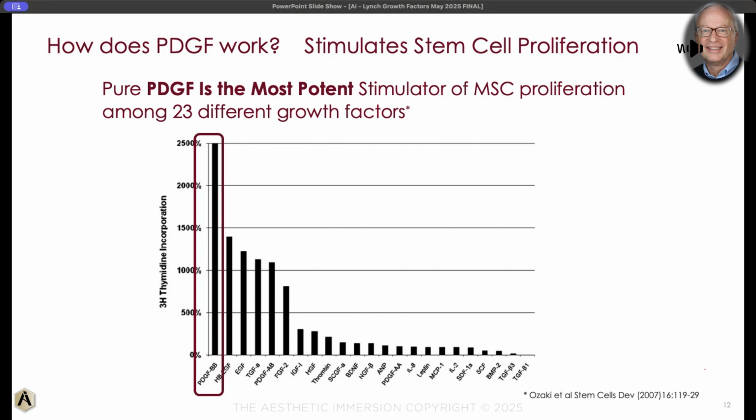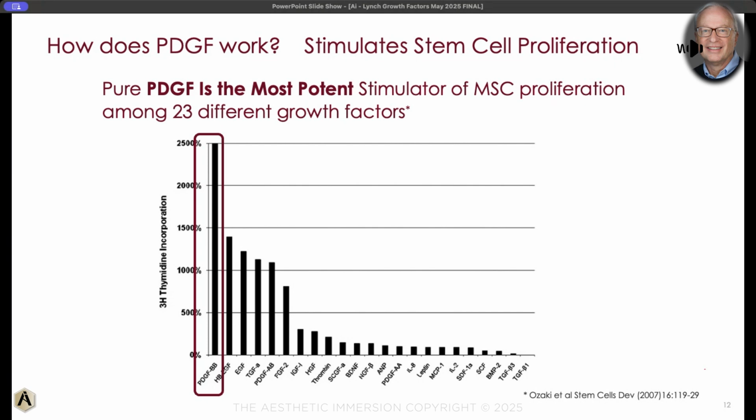Well, first of all, I made some pretty bold statements earlier. I hope you recognize that. I said PDGF is the most potent. It's the most important growth factor that we have. That's why it's the only one that's FDA approved. What is the data to back up that statement? Well, there's a lot of it, but I picked out just 3 peer-reviewed, published papers to summarize for you tonight. This paper shows that PDGF was the most potent stimulator of mesenchymal stem cell proliferation among 23 different growth factors that they tested in this study.